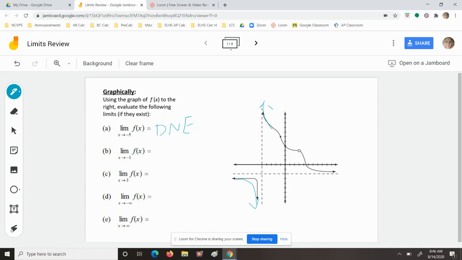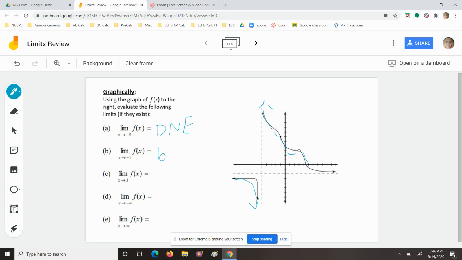Limit as x approaches -1, notice that as we come from left and right of -1, we're approaching the same value, which is 6. So limit as x approaches -1 is 6. Limit as x approaches 3, notice from left and right, we are approaching the same value.